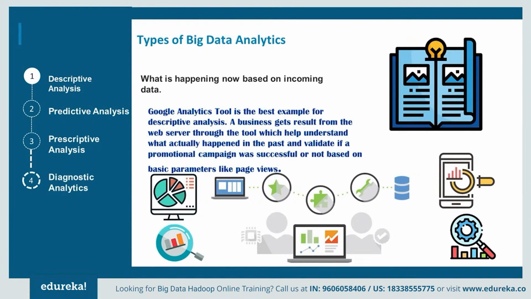So the best example that I could cite here for descriptive analytics is basically the Google Analytics tool. Google Analytics aids organizations or different businesses by analyzing their results. The outcomes help the businesses understand what actually has happened in the past, and then they validate if a promotional campaign was successful or not based on basic parameters like page views. So descriptive analytics is therefore an important source to determine what to do next.